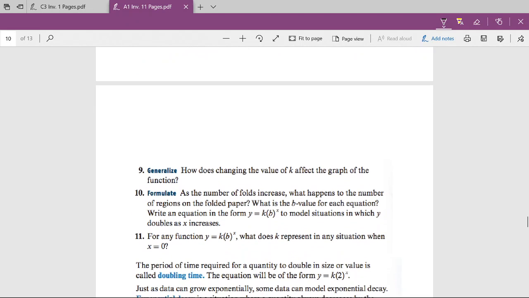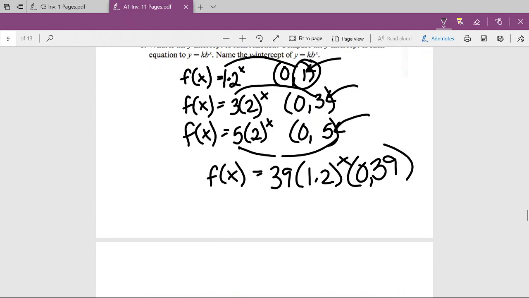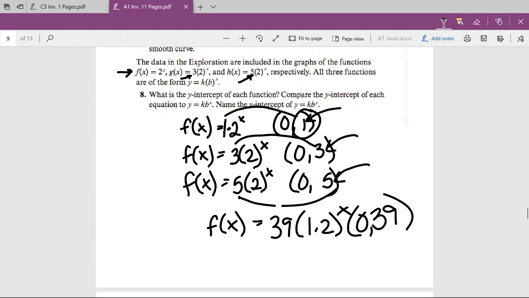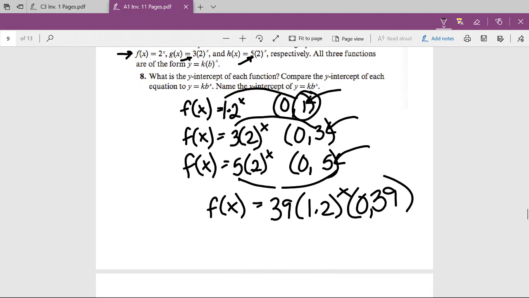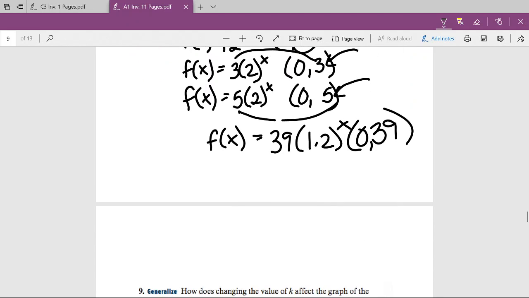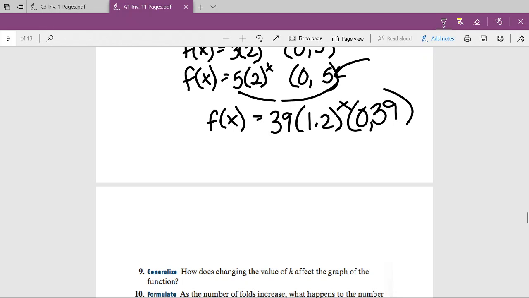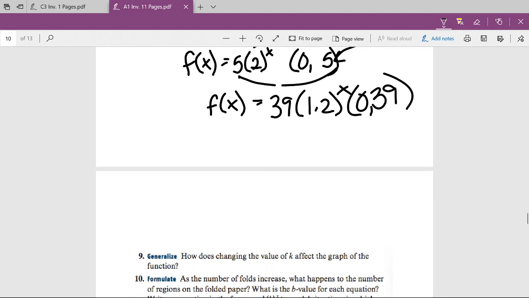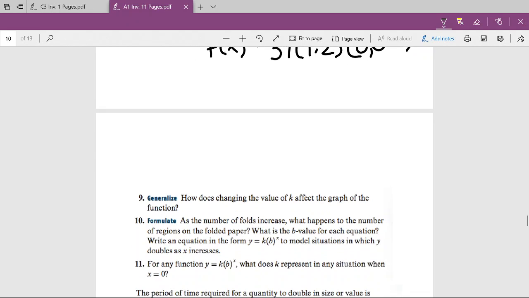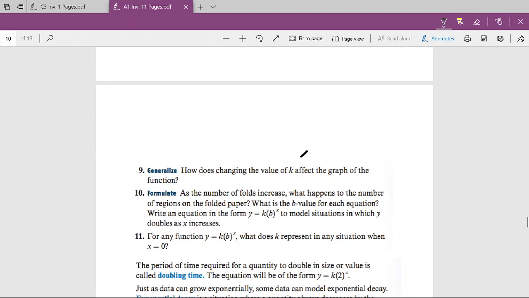Okay, so let's continue on to number 9. How does changing the value of k affect the graph of the function? So we just talked about this. Our k value is that starting point, our y-intercept, where we actually begin this data at 0 years or 0 folds or 0 seconds, whatever it might be. So changing the k value affects where we start, our y-intercept.